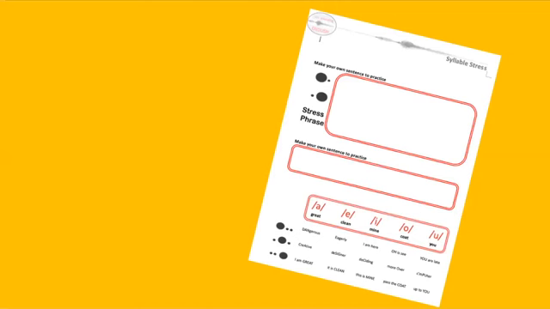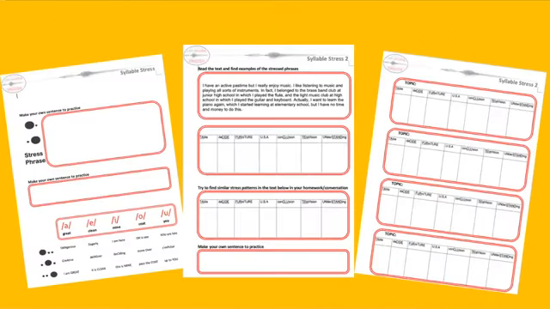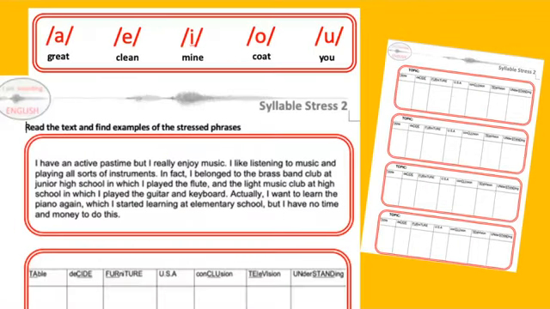And if you look here, just go for the worksheets which are available, and you can later get them to focus on particular word stresses themselves, as you can see in the middle worksheet here. If we look at it, I've basically made a little passage based on students' experience at high school before they entered university. And you can see it says, I have an active pastime, but I really enjoy music. I like listening to music and playing all sorts of instruments. In fact, I belong to the brass band club at junior high school, in which I play the flute, and the light music club at high school, in which I play the guitar and keyboard. Actually, I want to learn the piano again, which I started learning at elementary school. I have no time or money to do this.